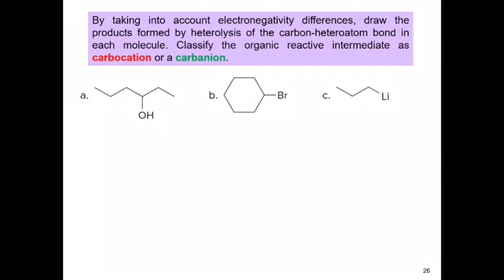Here's a practice problem. By taking into account electronegativity differences, draw the products formed by heterolysis of the carbon-heteroatom bond in each molecule. Then classify the organic reactive intermediate as either carbocation or carbanion. Looking at this first molecule, you can see that we have a heteroatom, which is oxygen, and oxygen is more electronegative than this carbon. So via heterolysis, the two bonding electrons will move towards the more electronegative oxygen atom. Now this leaves this carbon atom a positive charge, which makes it a carbocation.